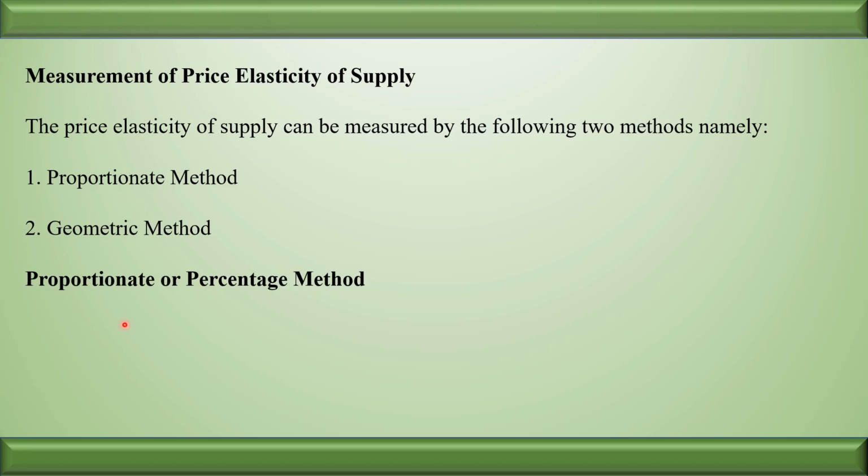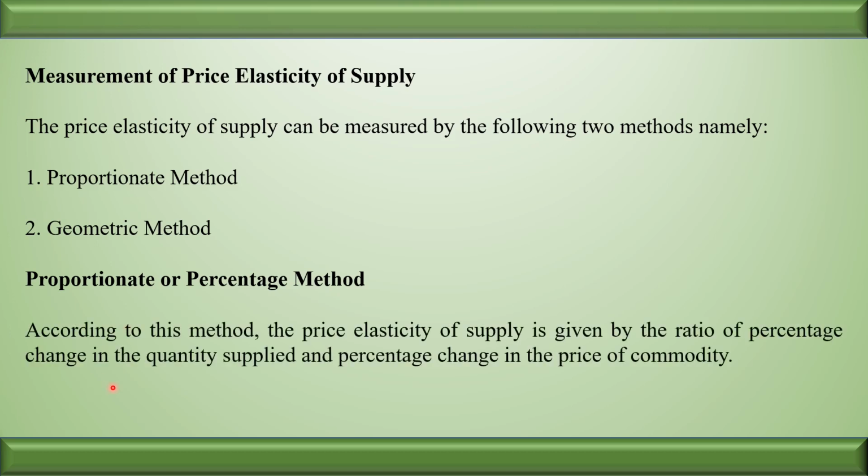Listen, the other name of the proportionate method is percentage method. According to this method, price elasticity of supply is given by the ratio of percentage change in quantity supplied with respect to percentage change in price of the commodity. So according to the proportionate method, elasticity can be calculated by applying percentage change in supply divided by percentage change in price.